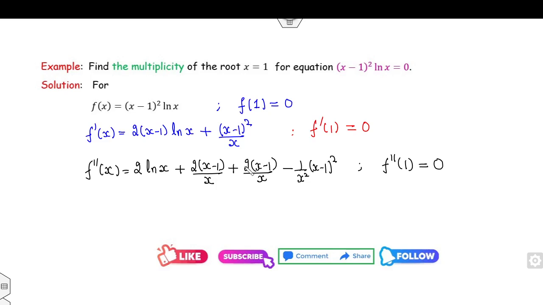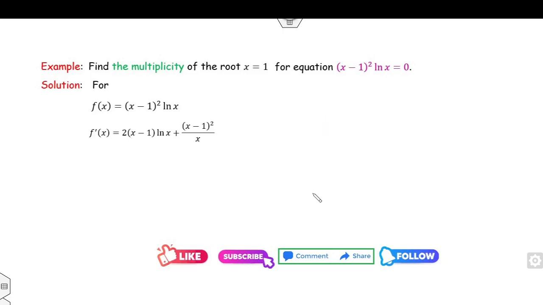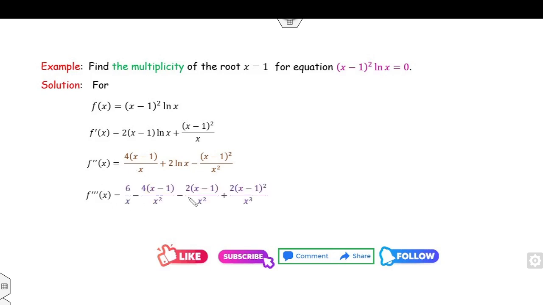Fine. Or you can combine them. This number is 2 ln x plus 4 times x minus 1 over x minus half of x minus 1 square. Then I can find the third derivative. If you find the third derivative of this function, you will get this expression. Again you can see, because we have obtained that f of 1 is 0, f dash of 1 is 0, f double dash of 1 is 0. What is the triple derivative of 1?